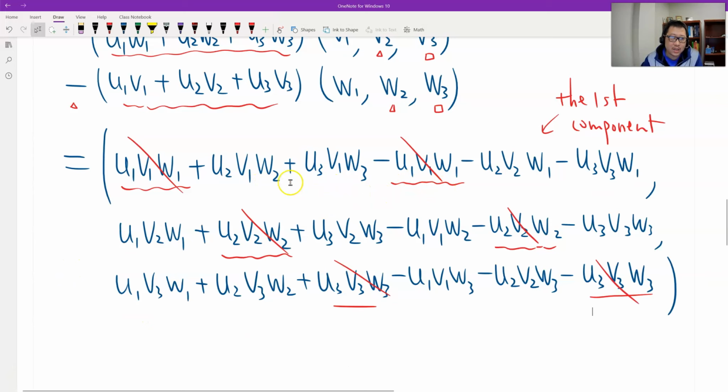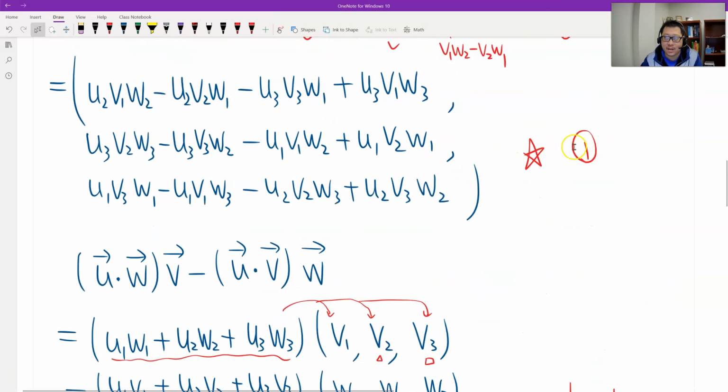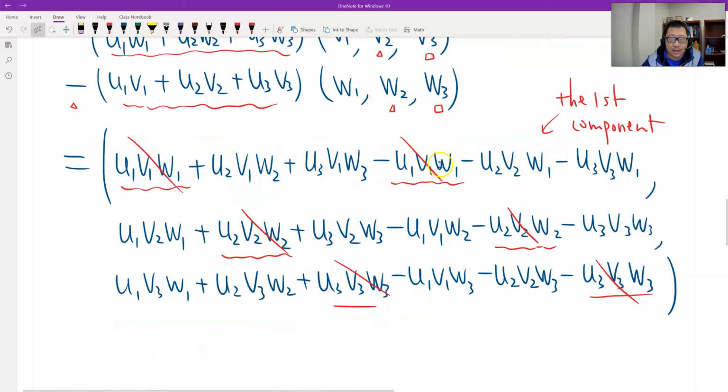We have 1, 2, 3, 4 terms in the first component, 1, 2, 3, 4 terms in the second component, and 4 terms for the third component. Do you think this vector is equal to the first vector in equation 1? We can compare. See, 4 terms, 4 terms, 4 terms. 2 positive, 2 negative in each component.